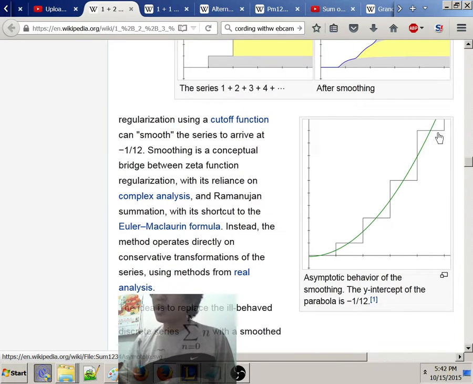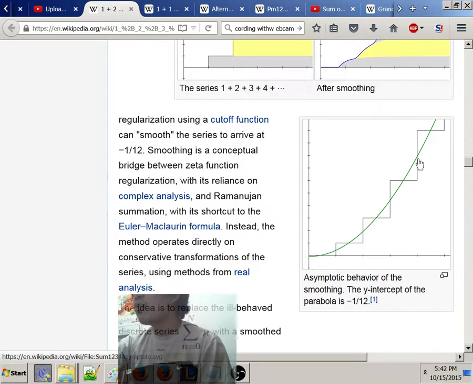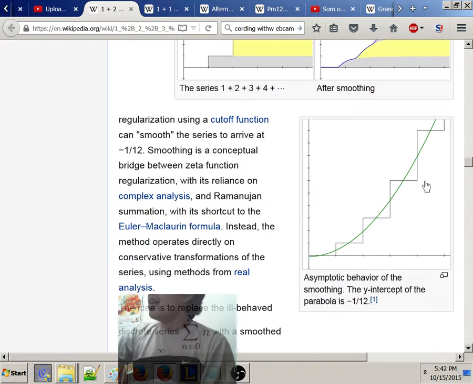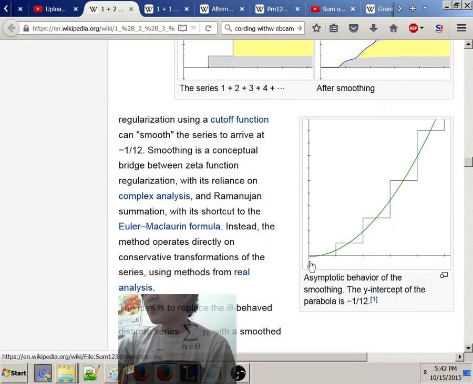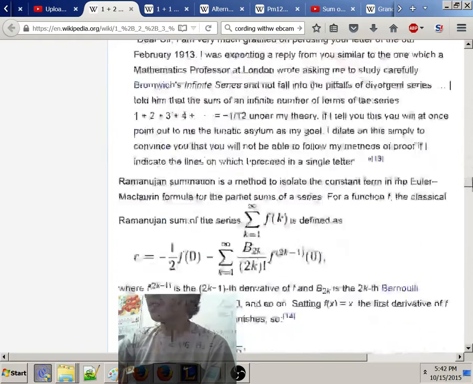Use your brain, you realize it goes to infinity. This graph shows you going to infinity. Your brain says it does go to infinity. But the asymptote, or rather, kind of like a curve fitting this behavior, 1 plus 2 plus 3 plus 4, it intersects the y-axis at negative 1/12. You see that? That's the meaning behind negative 1/12. It's the intersection of this little asymptote here.